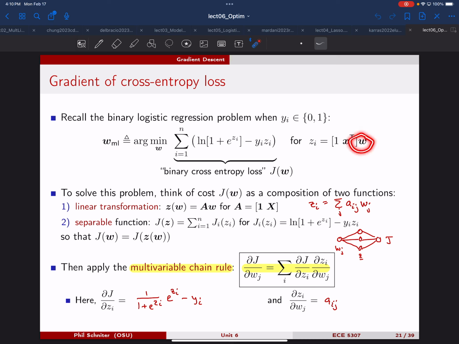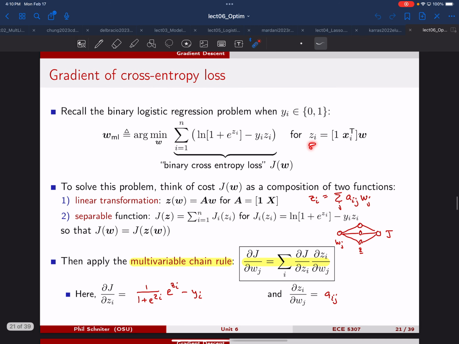There's a transformation from our parameters to our scores Zi, and then the rest of this is a function of the scores Zi. So that's one way we can think about this. We can break it into those two parts. Here we're denoting that first part, Z, as a function of W. As we know, we do this using some matrix A, which has a first column of ones, and then the rest of the columns are the features.